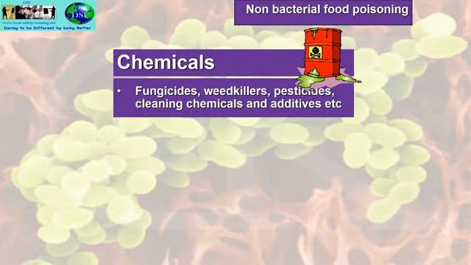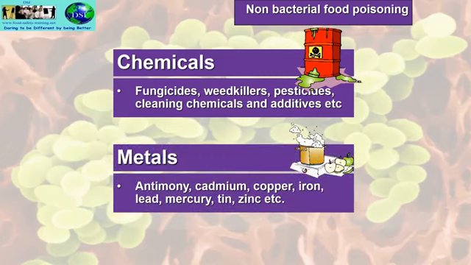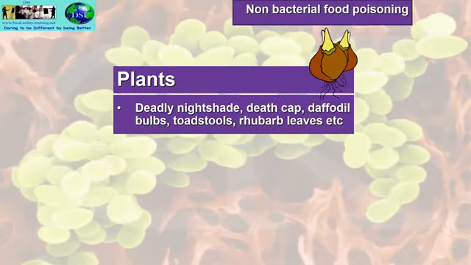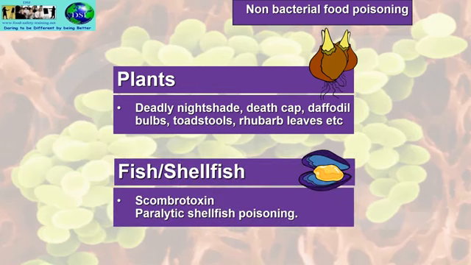Non-bacterial food poisoning includes things like chemicals. This can come from fungicides, weed killers, pesticides, cleaning chemicals and additives, etc. Metals such as antimony, cadmium, copper, iron, lead, mercury, tin, zinc, etc. Plants such as deadly nightshade, death cap fungi, daffodil bulbs, toadstools, rhubarb leaves, etc. Fish or shellfish, you can get things called scombrotoxin coming from fish and shellfish, and something called paralytic shellfish poisoning.